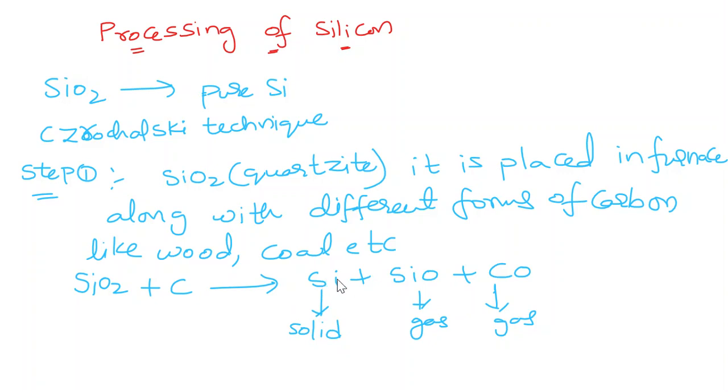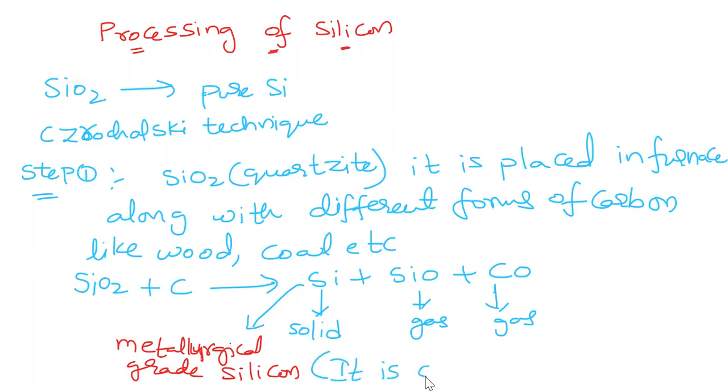In this step the silicon that we got is metallurgical grade silicon. We cannot use this metallurgical grade of silicon because it is only 98% pure. That is, in the remaining 2% there might be other elements in this silicon. We can call this metallurgical grade silicon as MGS.